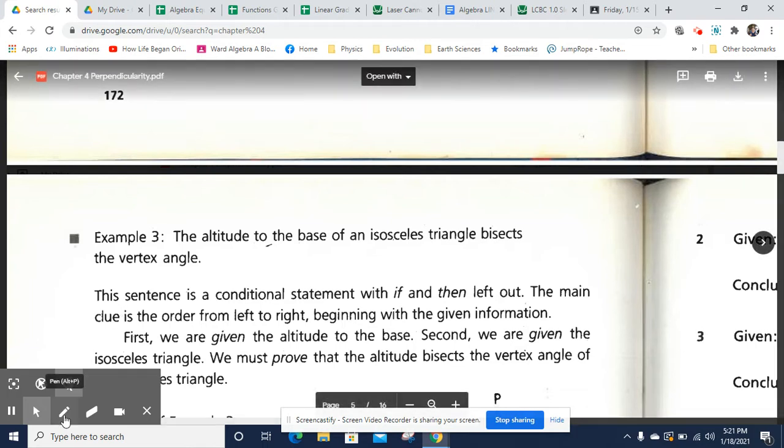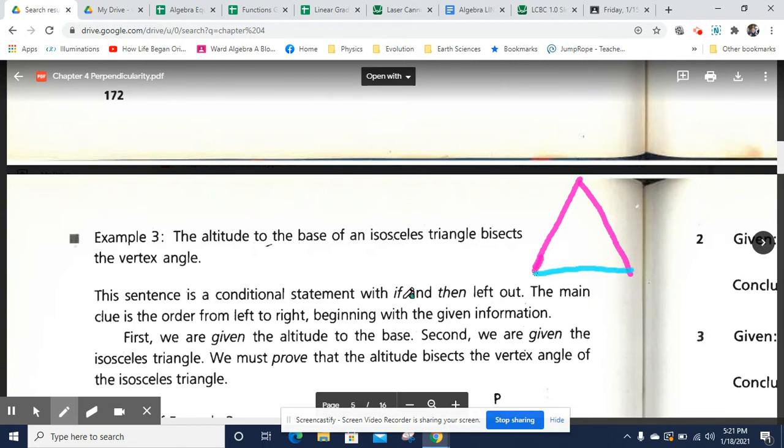So we'd want to draw it. And the book draws it, but I'm going to go ahead and draw it too. So here we're going to have an isosceles triangle, and I am intentionally drawing those two sides the same color, and I'll pick a different color for the base. Okay, like that. And it's an altitude, so I'll pick this color. Since it's an altitude, it makes a right angle here and a right angle here.